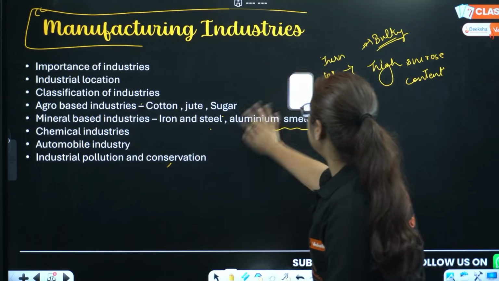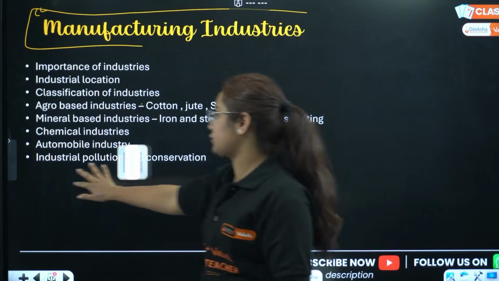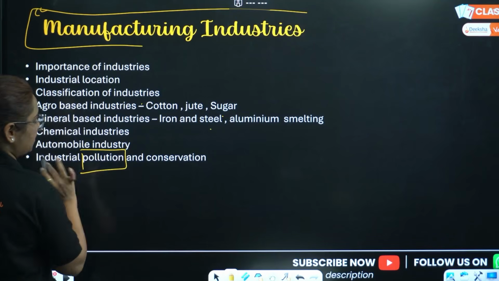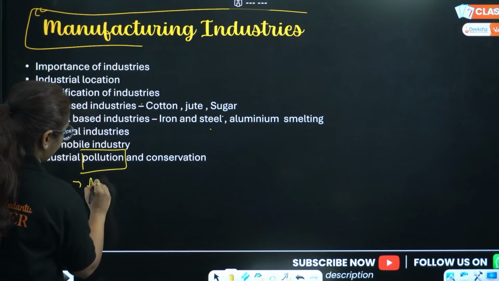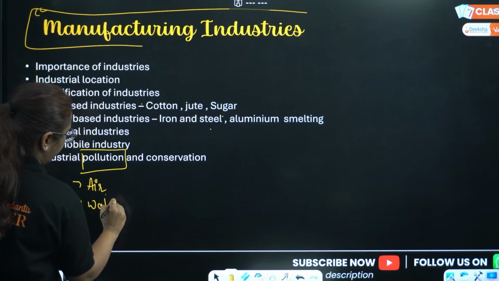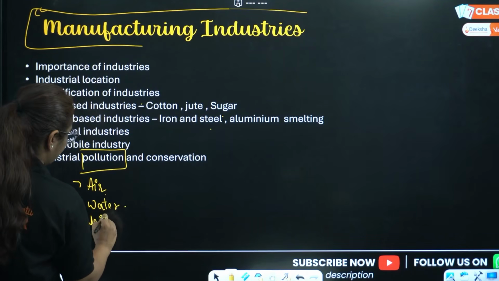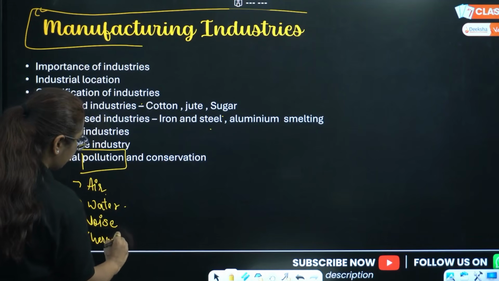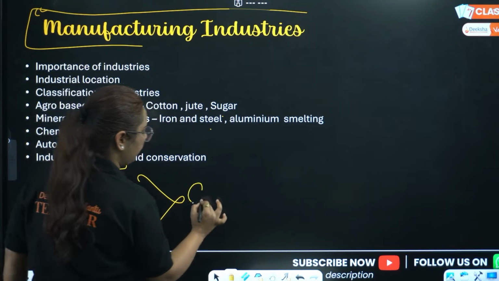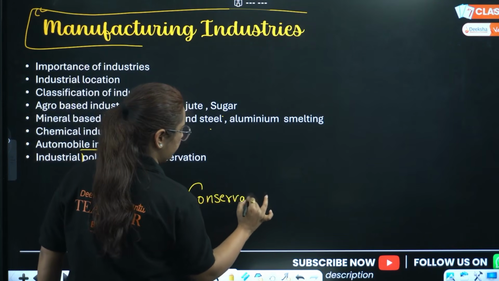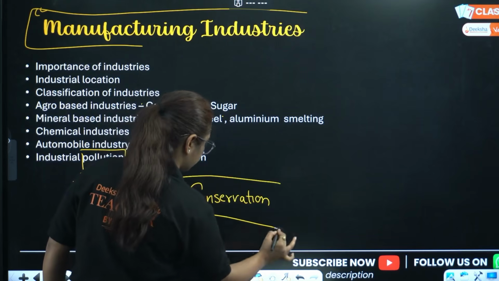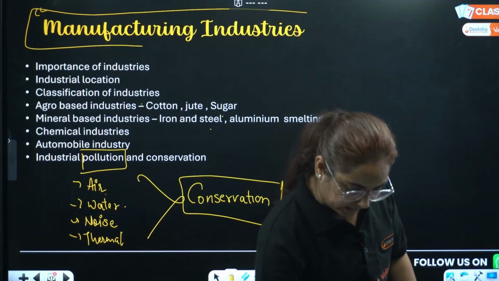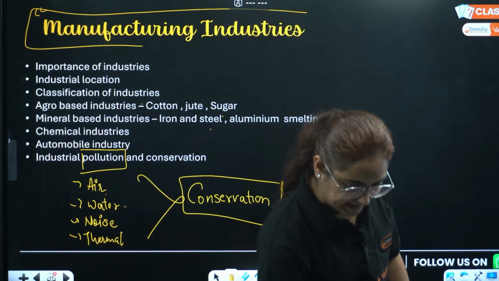Now, an important topic from this chapter is industrial pollution. Since childhood, you have been studying types of pollution: air pollution, water pollution, noise pollution. We used to write the same essay every year in our exam. Thermal pollution and many more. But in this topic, what you need to focus on is the conservation methods. Here many points are given, but the question comes from this section particularly. I'll tell you exactly where it is.